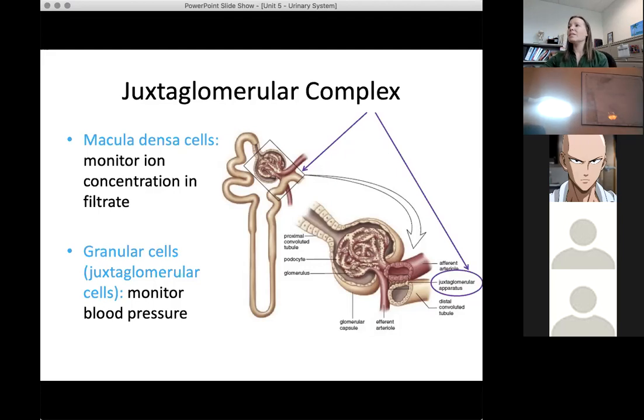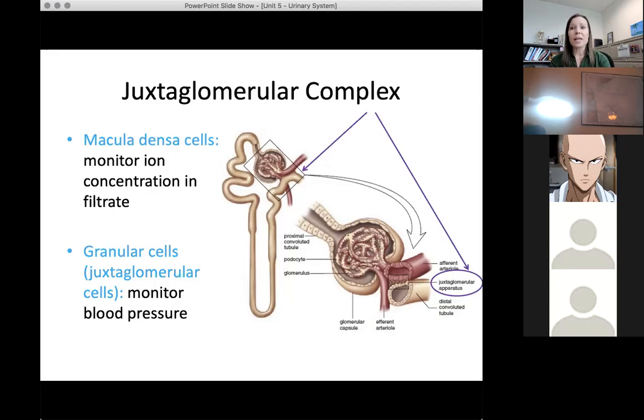So first, the macula densa cells are tightly packed epithelial cells that monitor the ion concentration of the filtrate. Okay, so these cells are keeping a close eye on the amount of ions that are in the filtrate, like sodium, potassium, chloride, calcium.